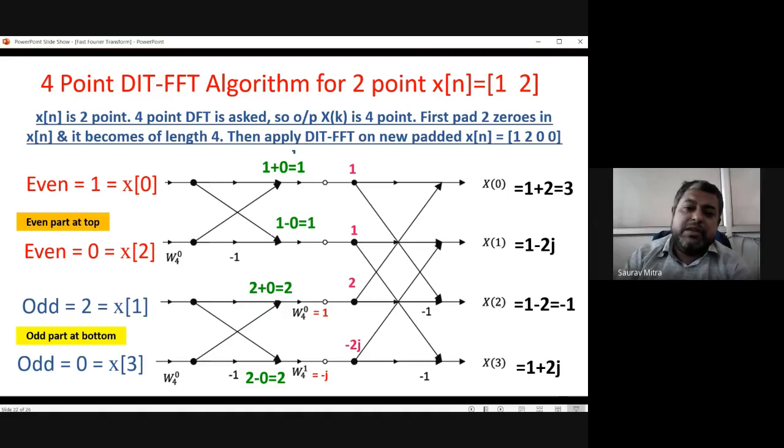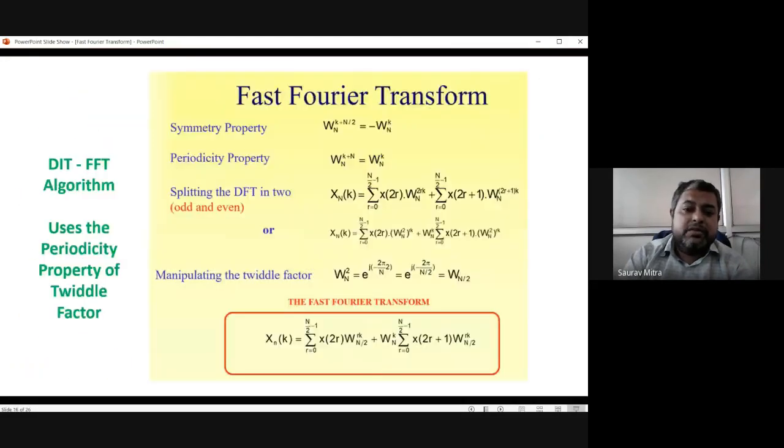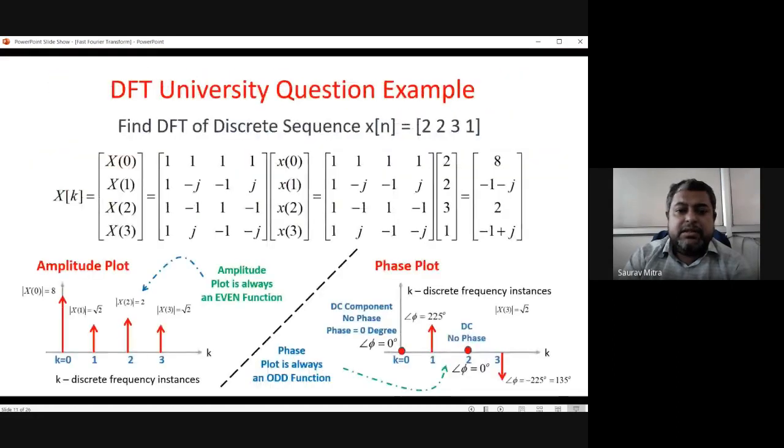The same result you can find by the matrix method, which was shown to you previously. So I think you remember that. This is the kind of matrix. If you substitute here, instead of x0, x1, x2, x3, 1 2 0 0, and multiply this by this 4-point DIT FFT matrix, then also you are going to get the same result as whatever you are getting. That is 3, 1 minus 2j, minus 1 and 1 plus 2j. Whatever we have just now got, the same result will come here.